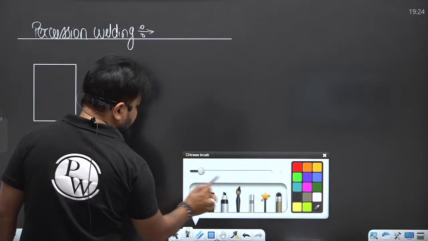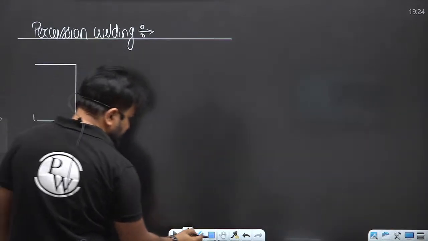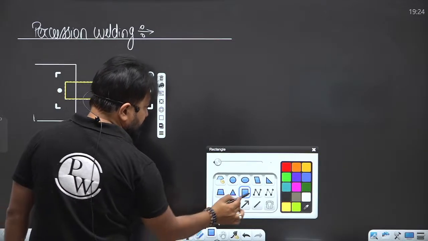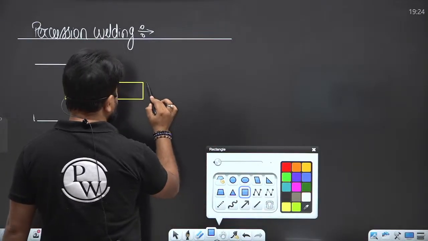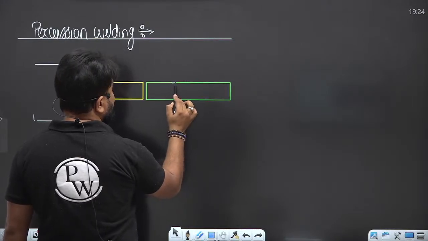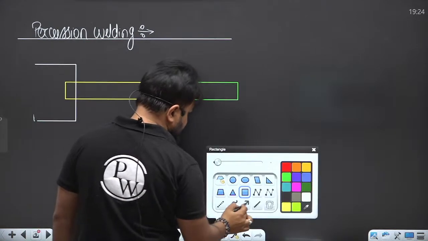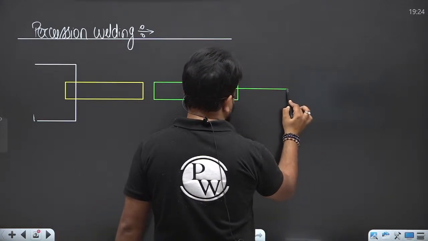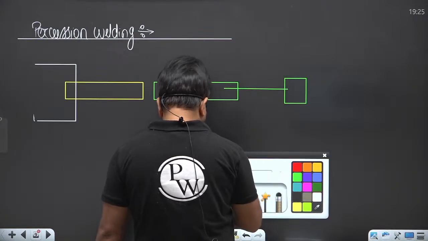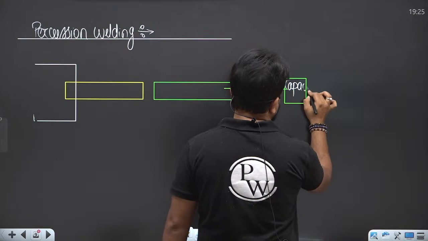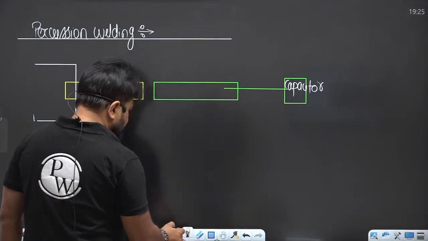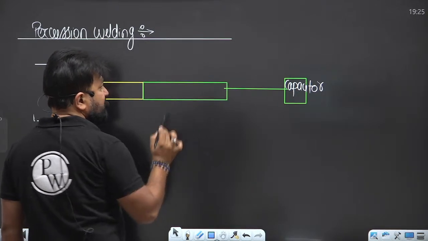Here, we are going to fix one of the workpieces. This is one workpiece and this is another workpiece. It is movable, right? Try to understand. Let me draw a circuit diagram a little bit. There will be a capacitor, basically a storage device. Once the capacitor is charged, we move the electrode and the circuit is closed.